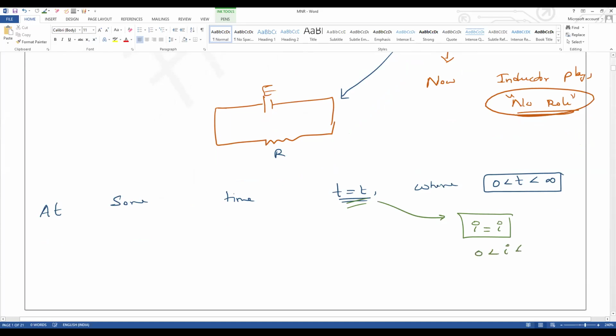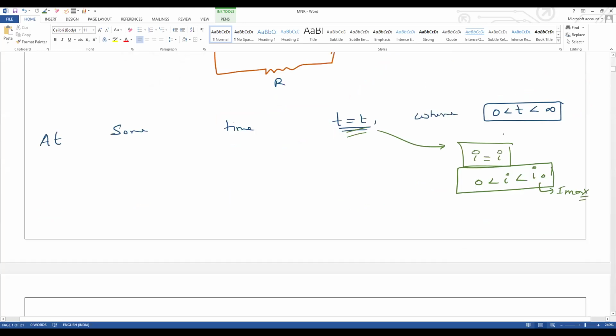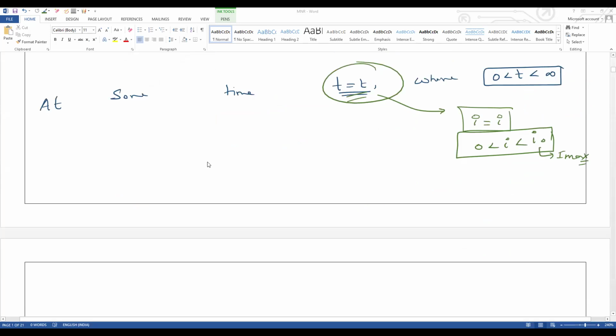So I also varies from 0 to I naught. I naught means I maximum. So that is the range of time and the range of current. At time t equals t, time is not infinity. What does it mean? The current in the circuit is also I. So at that time we are going to find the formula, because maximum is of no use, minimum also of no use.